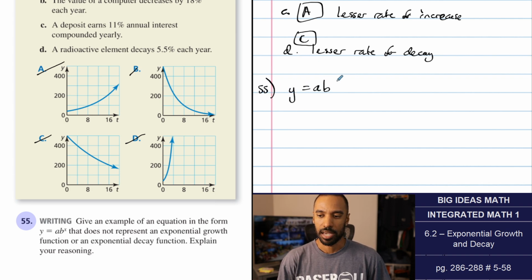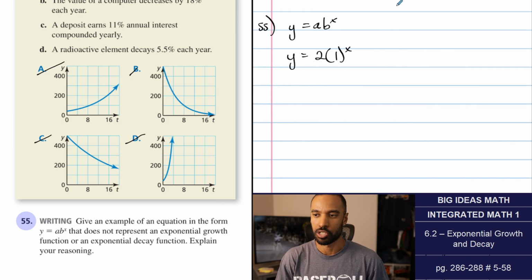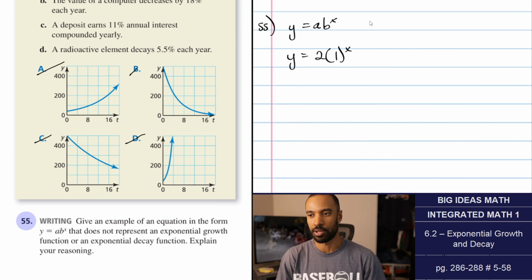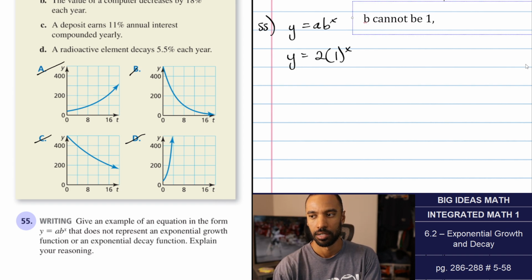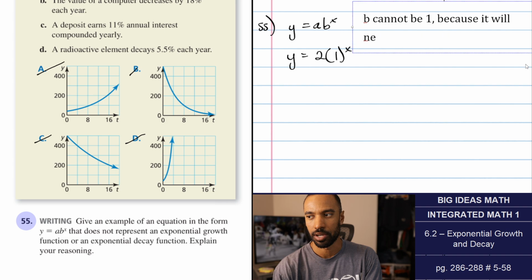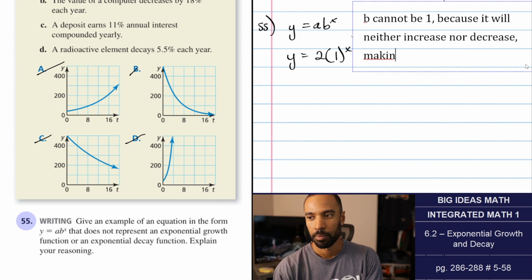y equals ab to the x. Let's do y equals 2 times 1 to the x power. Multiplying something by 1 doesn't make it grow or increase or decrease. B cannot be 1, because it will neither increase nor decrease, making it constant instead of exponential.